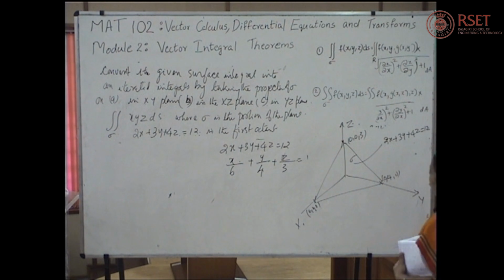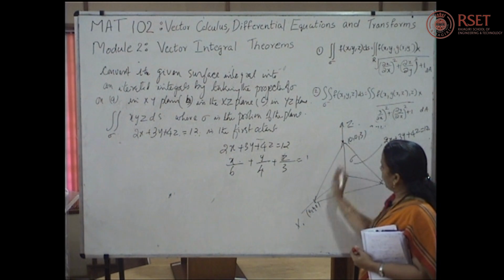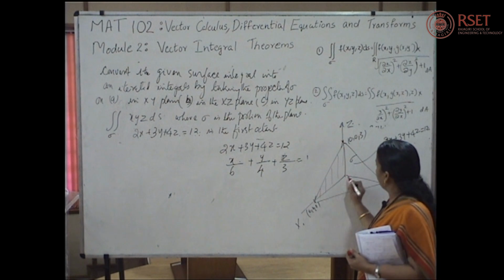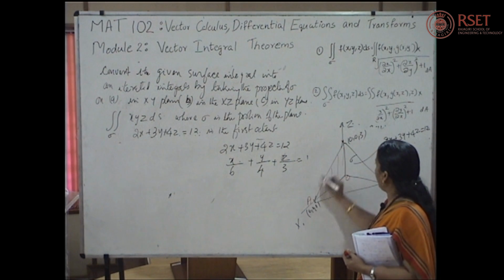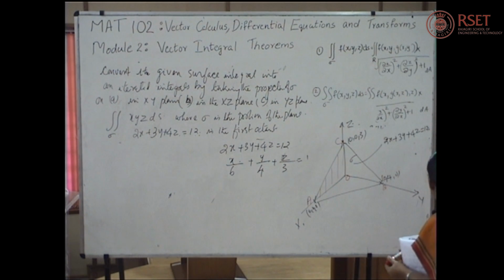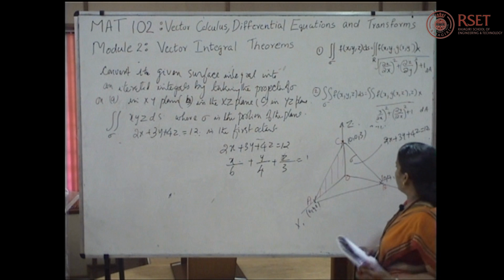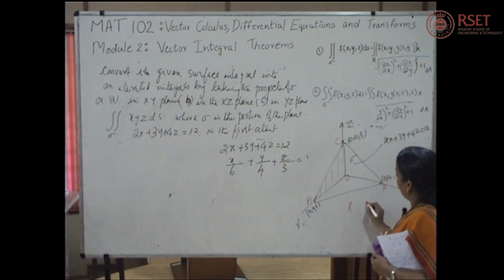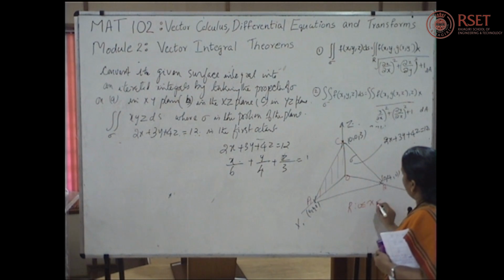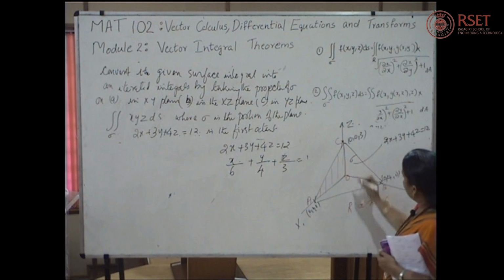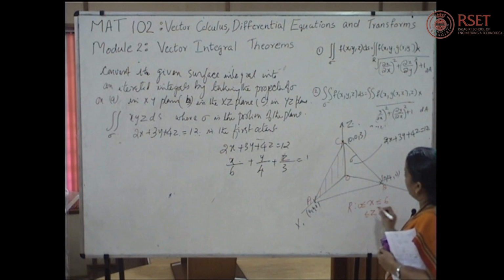If we are taking the orthogonal projection of the surface to the xz plane, the xz plane is this one. The orthogonal projection will be the triangle OAC, in which the region of integration can be defined as R. From O to A, x is varying from 0 to 6. In the xz plane, the next variation will be to z.